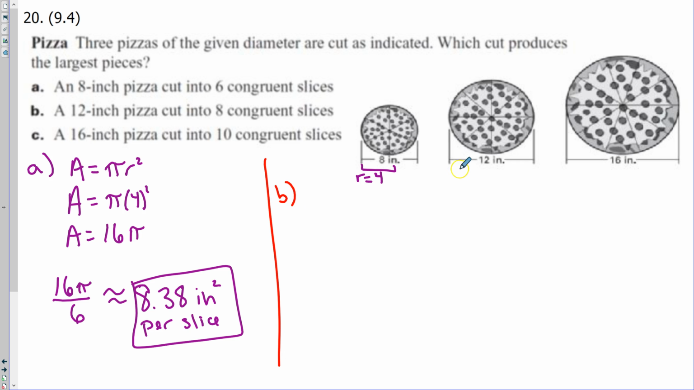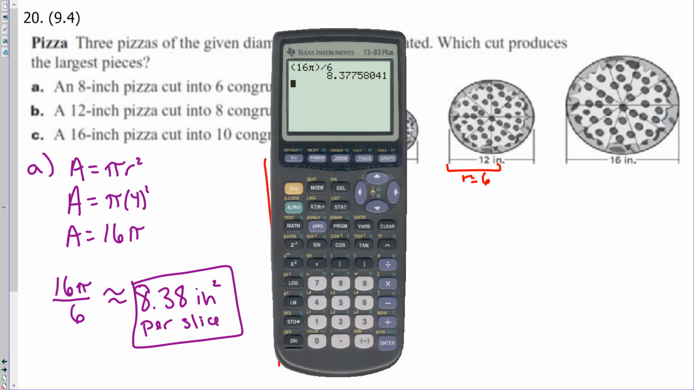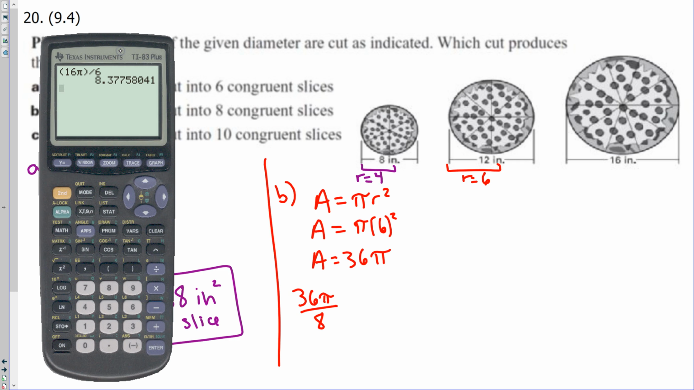Now for B, we're going to move on to the 12-inch pizza. So this one's going to be essentially the same thing. We're calculating area of a circle, which is pi r squared. The radius is going to be half of my 12, so that's 6 inches. 6 squared will get you 36 pi for the area, and then we need to divide by the number of slices. So there are 8 congruent slices this time, and now I will calculate that.